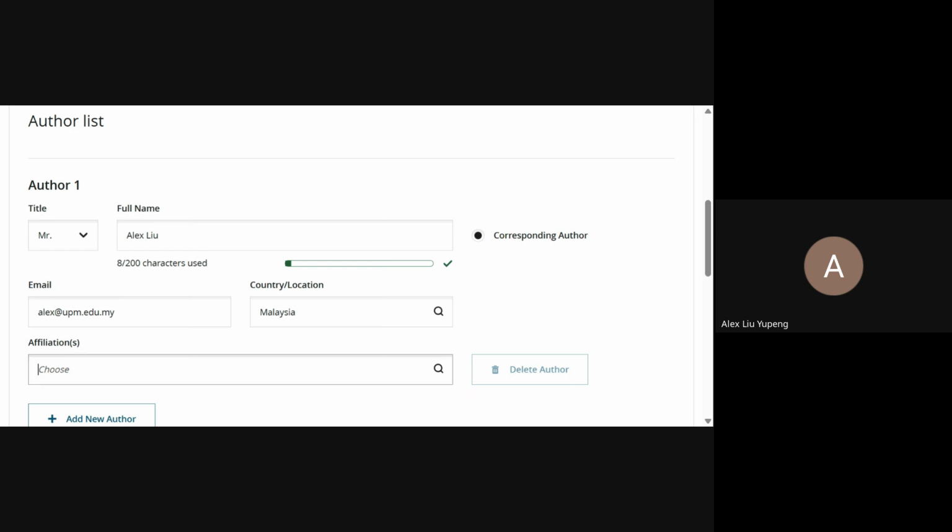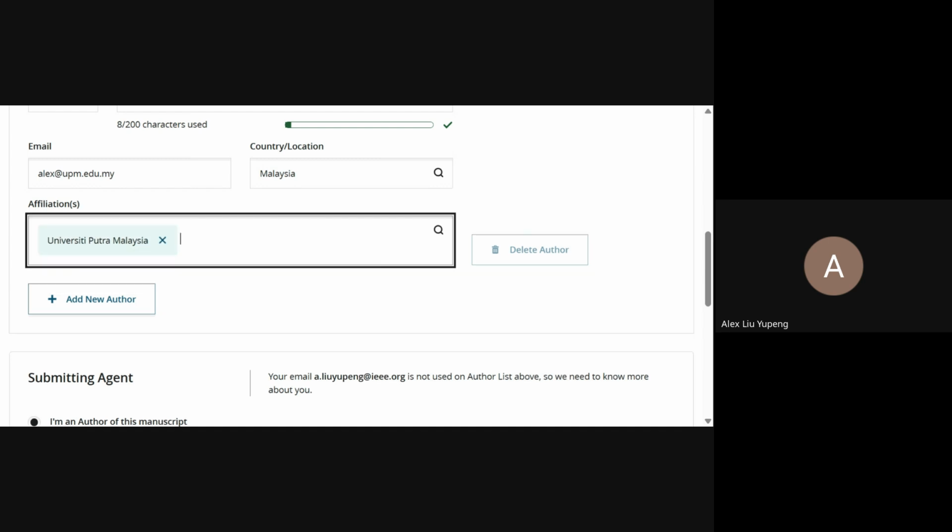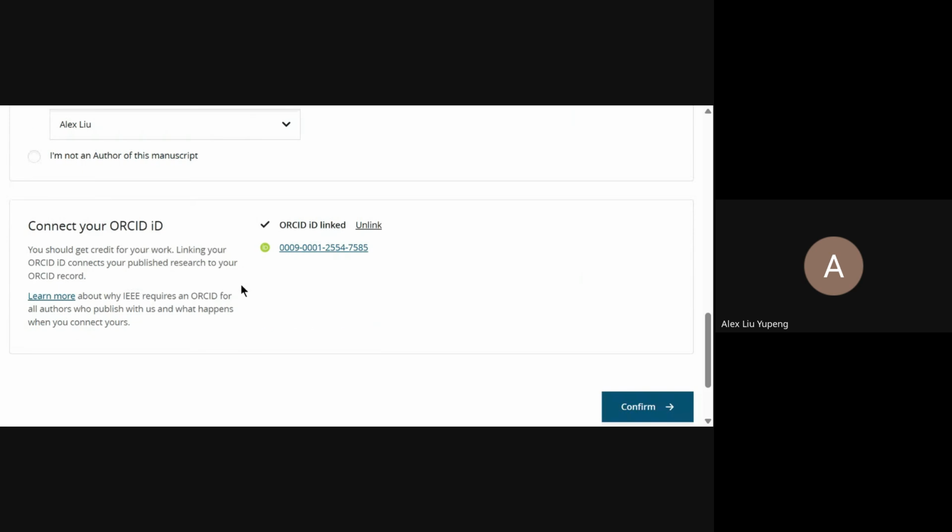I'm just being lazy. I'll just copy the full name here. You should key in UPM here, Universiti Putra Malaysia, right? Key in the full name, and you move on to the confirm page.